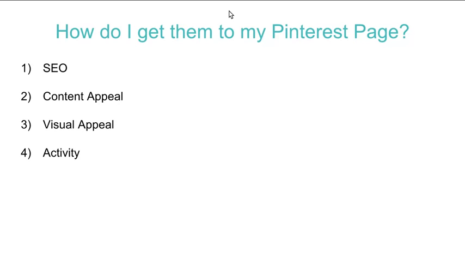The rest of this stuff is important for being appealing and attracting. So SEO is great and it's really important to get found. But if you get found and you're not appealing to your target audience, then SEO is not going to save you. They're not going to stick around if they're not interested in what you have to share. So the other big parts of this, to get them to your page and to get them to stick around, is content appeal, visual appeal, and then your level of activity.